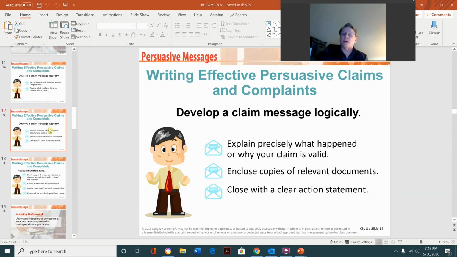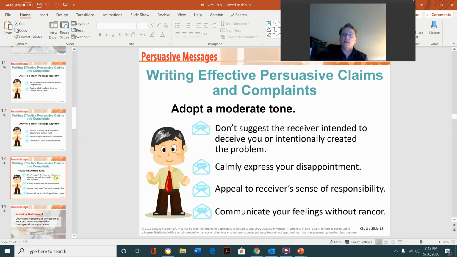For example, I believe it was Avis had a marketing campaign where it said, "We're number two and we try harder." Okay, so they're already admitting that they're not the biggest, but they're saying that because they're not the biggest, they try harder. So whatever the weakness is, you should start out with that and then say how you're trying to overcome it. Okay, adopt a moderate tone.